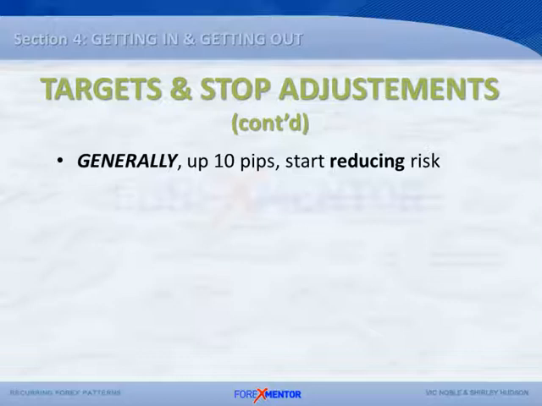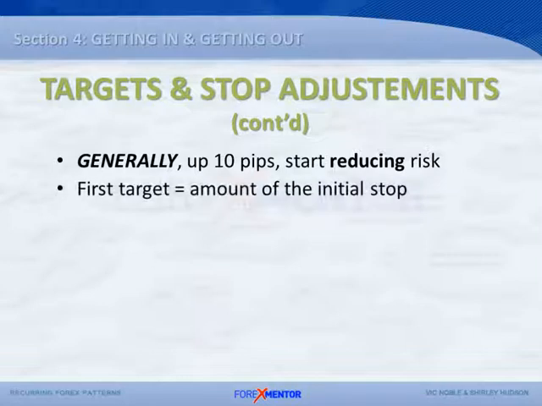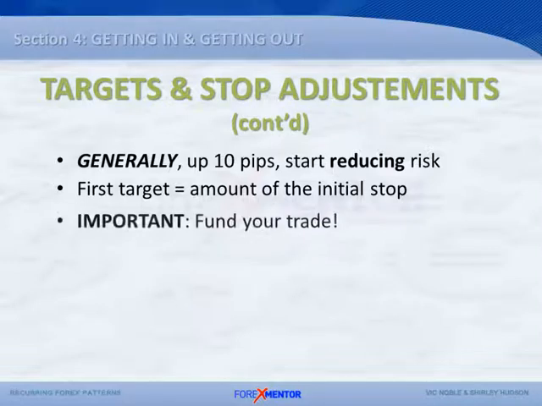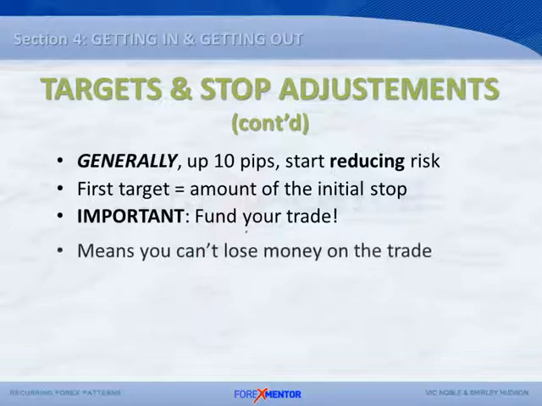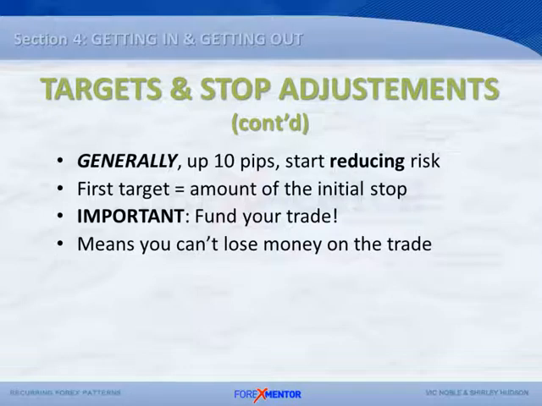Now, as we said earlier with the classic A, B, and C targets, as a general suggestion, whatever the amount of your risk is can be your first profit target. Okay, and you may wish to take partial profits at this point, or you might want to simply move the stop up to break even and go for a larger profit. One of the things to keep in mind is the idea of funding your trade. This means that you get the risk out of your trade and you put yourself in a position whereby you cannot lose money on the trade, which obviously is a great position to be in.